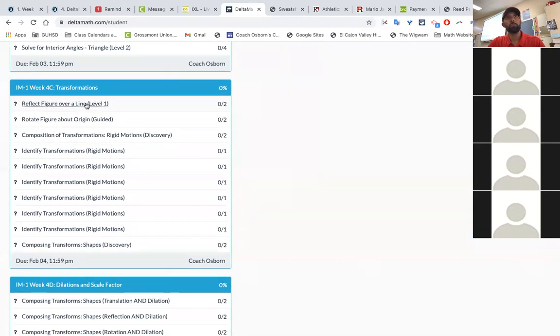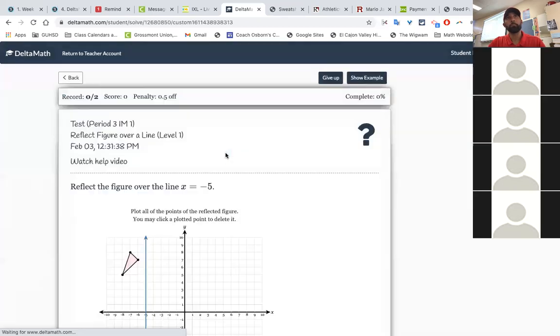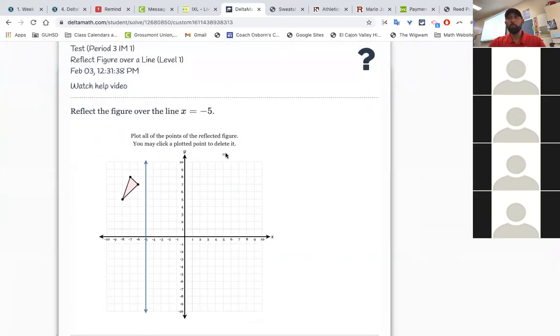Let's start with the first one. Reflect the figure over a line. Okay, so remember I told you sometimes you reflect over an axis, like the y-axis or the x-axis, or sometimes you're going to just flip over a line. So after you flip over this line, what does it look like?